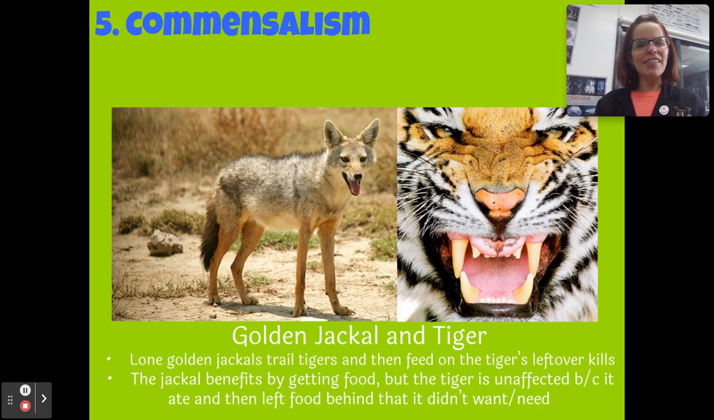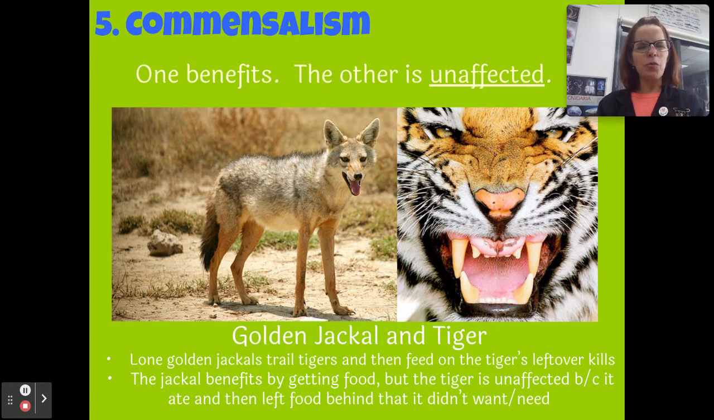All right, the last one is called commensalism. This is far and away the trickiest one because nobody's ever heard this word before. Commensalism is when one benefits and the other is unaffected. It's not harmed, it's not helped. One is benefiting, the other is unaffected.